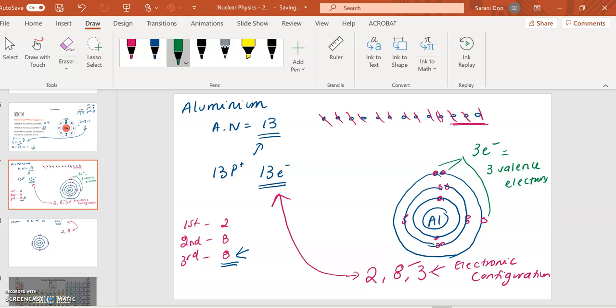Alright, so that's it for this lesson. Like I said, please do examples yourself and see how you go, just so you get the hang of drawing it and understanding electron configuration.